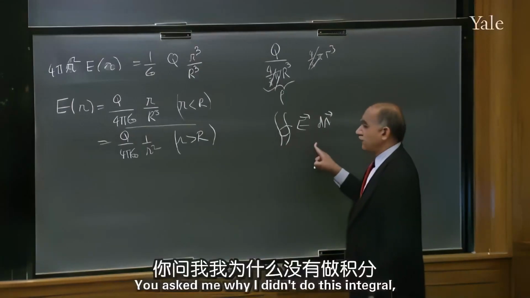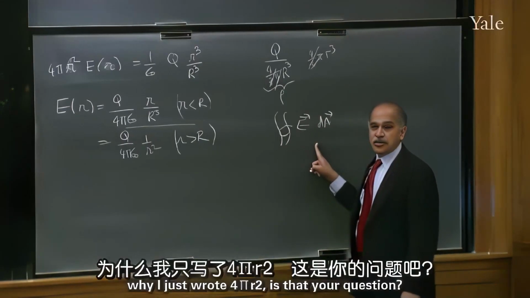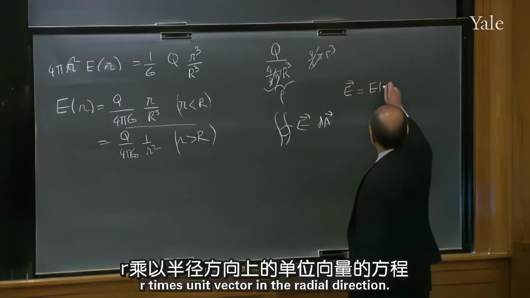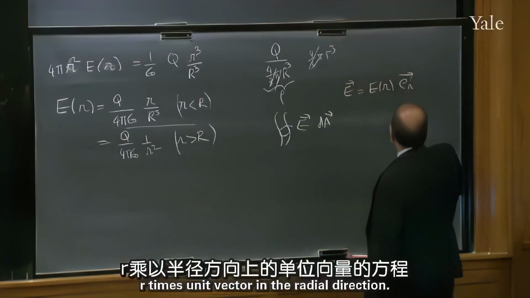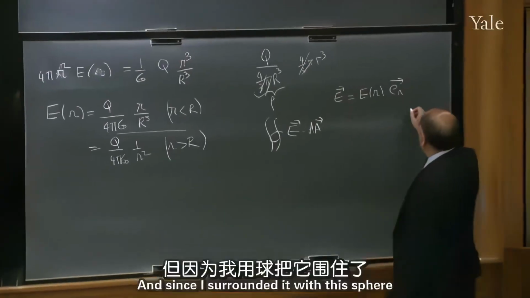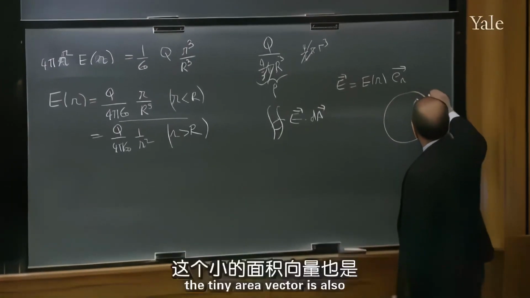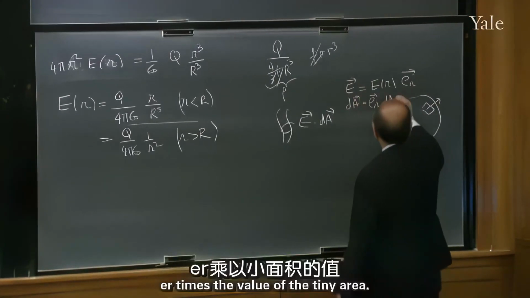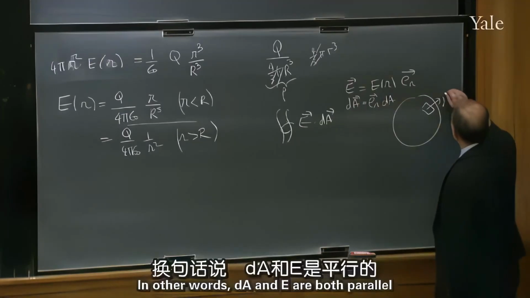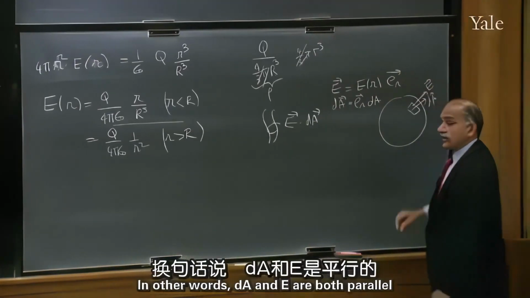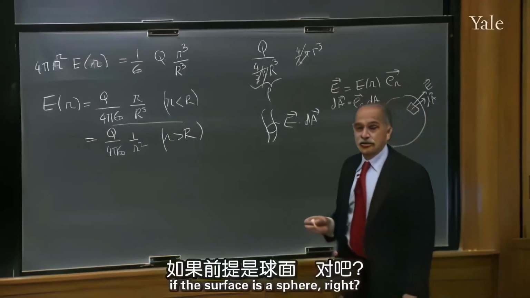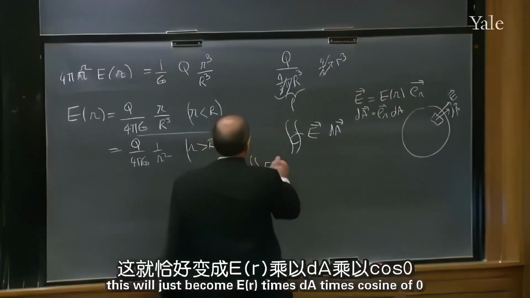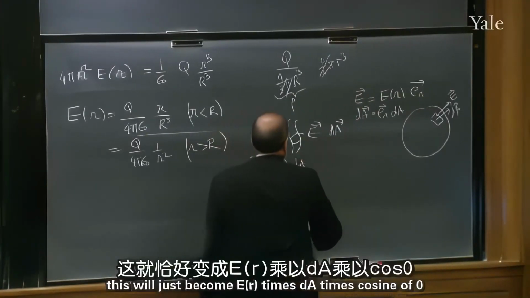You asked me why I didn't do this integral, why I just wrote 4 pi r squared. The assumed form for E is a function that depends on R times the unit vector in the radial direction. Since I surrounded it with a sphere, the tiny area vector is also in the radial direction times the value of the tiny area. In other words, dA and E are both parallel if the surface is a sphere, right? So when you take the dot product, this will just become E of R times dA times cosine of 0, which you don't care about.